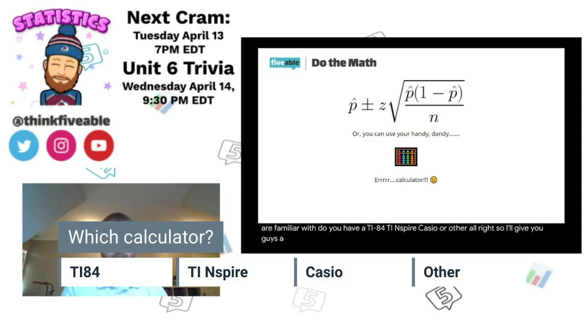I'm going to give you a chance to answer, so hopefully me using my calculator is not going to be a complete waste. So far it doesn't look like it. I think we're all on the same page here.